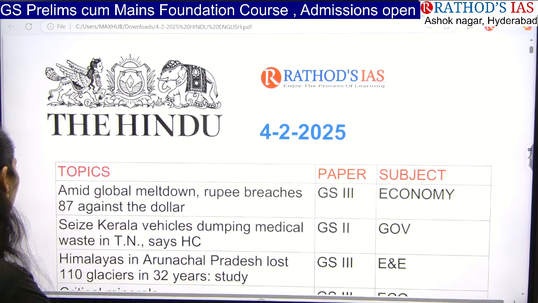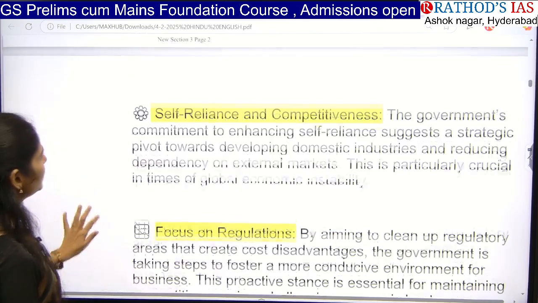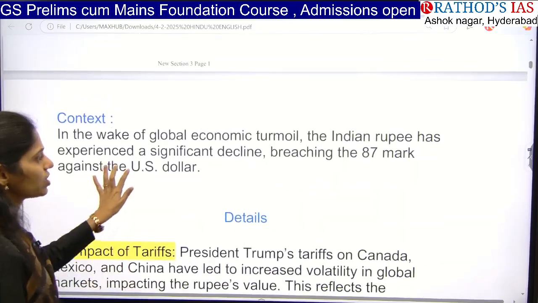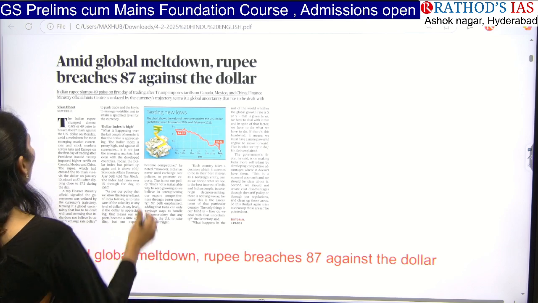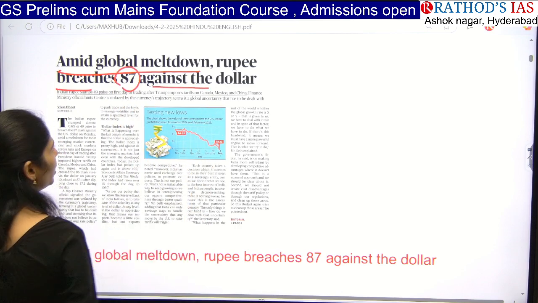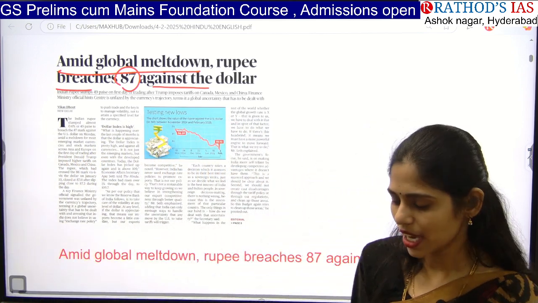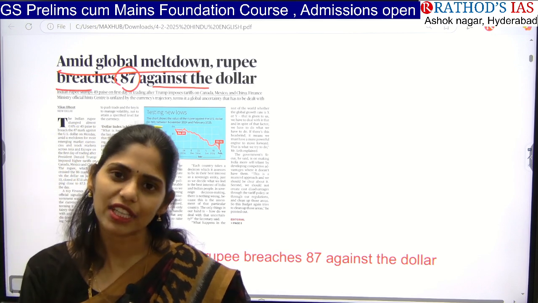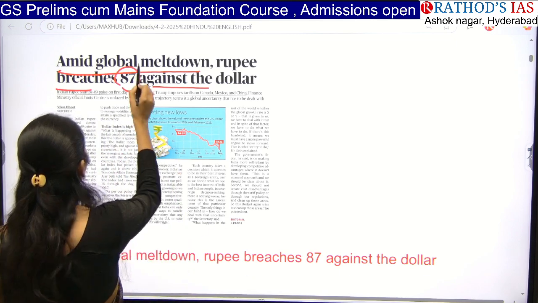So let us see the first article. See the title, guys. If you see the first article, it is talking about something regarding your economy, that is about the dollar and the Indian rupee. The title clearly says that amid global meltdown, rupee breaches 87 against the dollar. So this article is talking about the rupee value against $1. As you all know, from the last 1 month onwards, we have been saying that the rupee value is decreasing against the dollar. So if you see the recent development, that is nothing but global development.